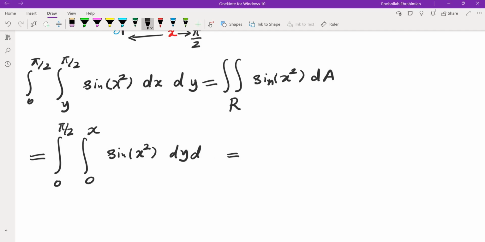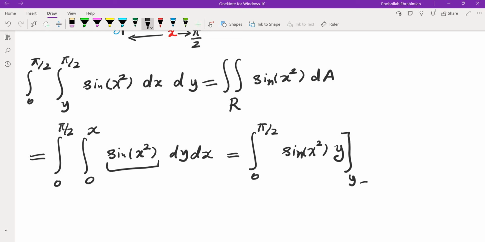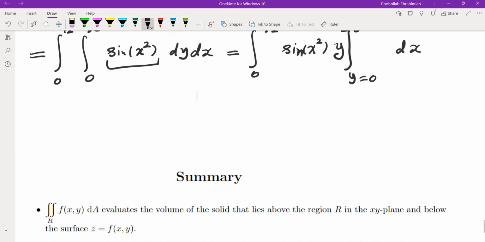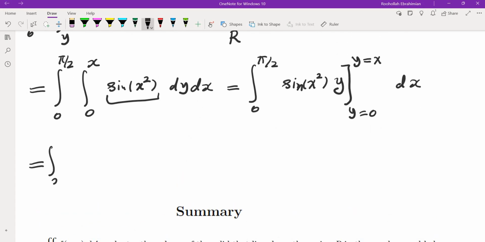Next we're going to just go ahead and evaluate. Since we are doing dy, sine of x squared is in fact a constant, so we can take it out of the integration. So the integral from 0 to pi over 2 of sine of x squared, which is a constant, and what is the integral of a constant? It is just y times that constant. And this one can be evaluated from 0 to x, but this is dy, so we have to substitute y by x and y by 0. If you evaluate at y equals x, we get sine of x squared times x. If you evaluate at 0, you just get 0. So we get this one.